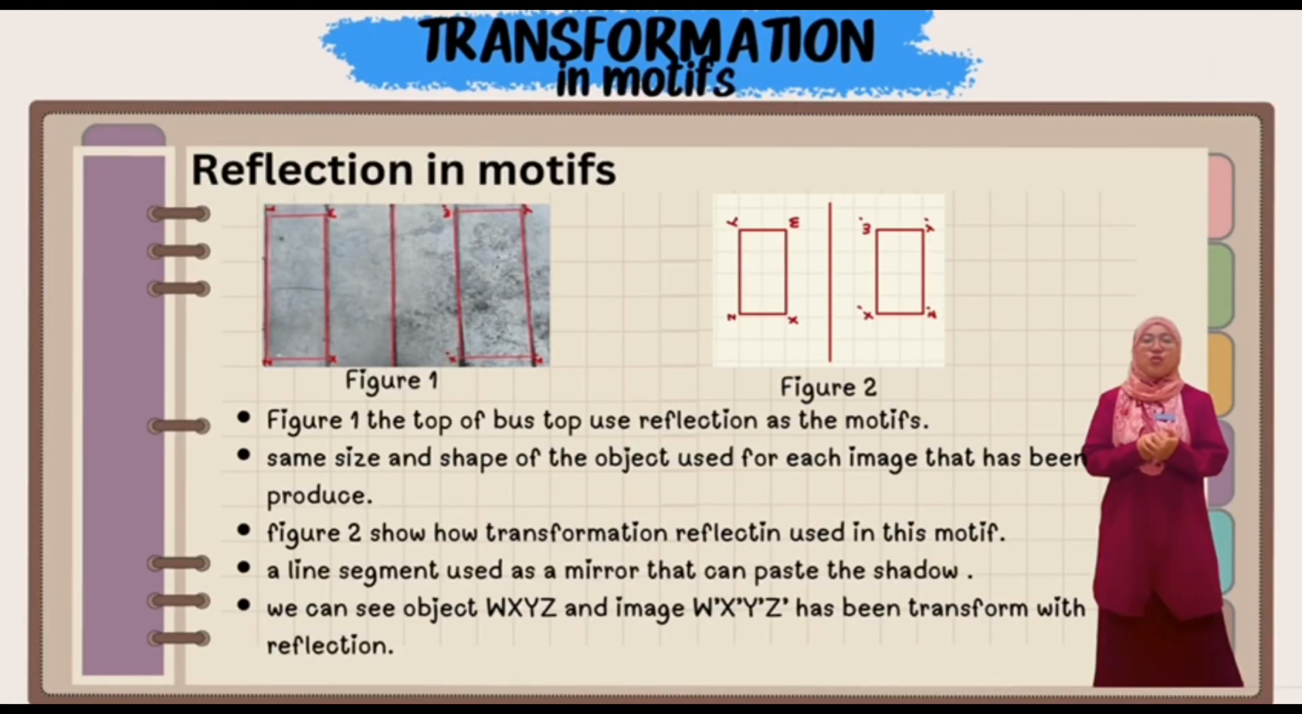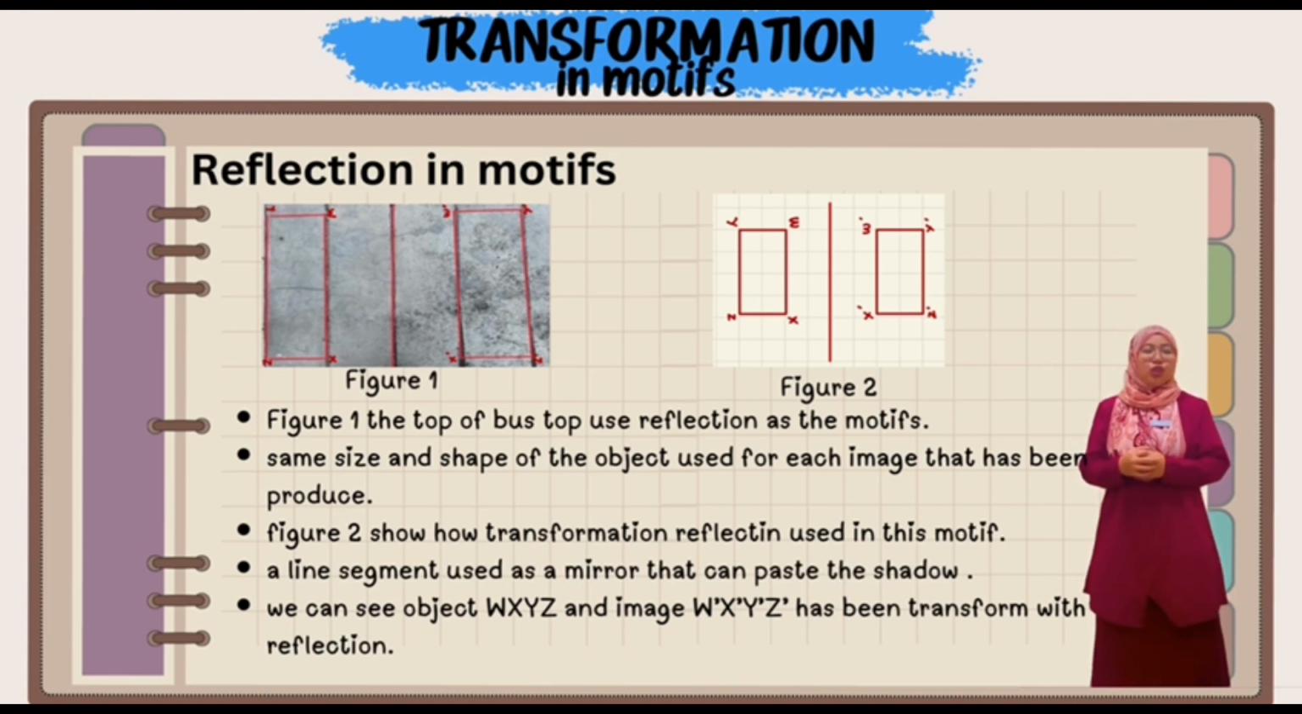In this case, which is transformation in motif and pattern, we will go through with the first transformation, which is transformation in motif. The first transformation is reflection in motif. Figure 1, the top of the bars uses reflection as a motif. This reflection will use the same size and shape of the object for each image that has been produced.